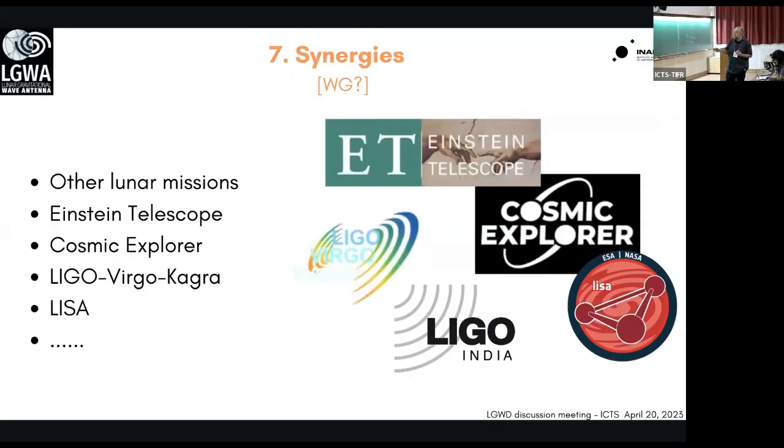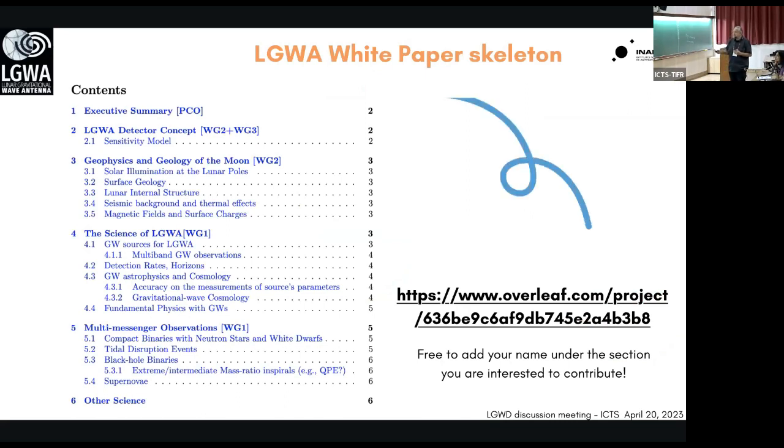Then in the end, I think that we should put in a final chapter about the synergy with other lunar missions or future instrumentation or missions like Einstein Telescope, Cosmic Explorer, LIGO India or LIGO Virgo KAGRA, LISA, and so on. So this is, in the end, the structure that I just outlined to you.